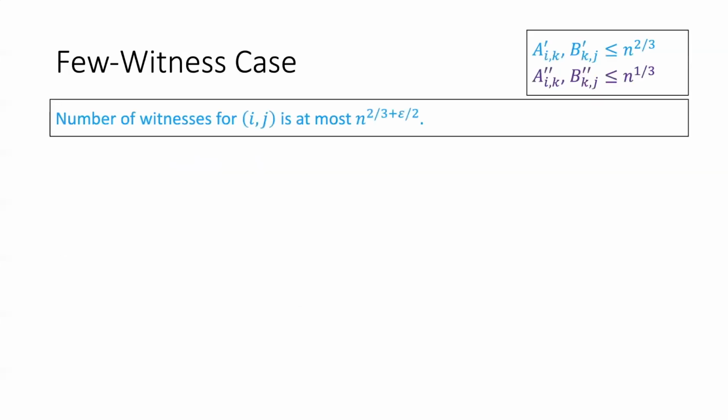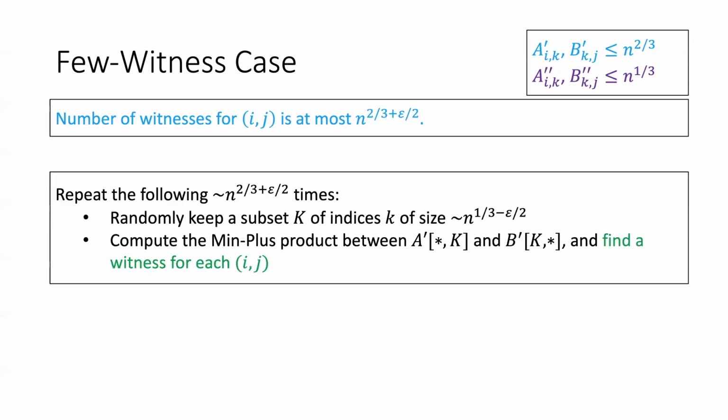Let's first talk about the few witness case. We call the number of witnesses few if the number of witnesses for ij is at most n to the (2/3 plus epsilon) over 2. And then we repeat the following for roughly n to the (2/3 plus epsilon) over 2 times.